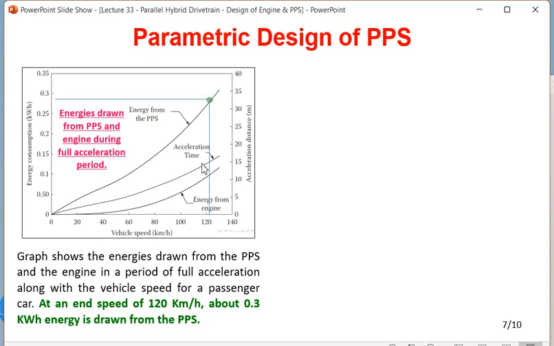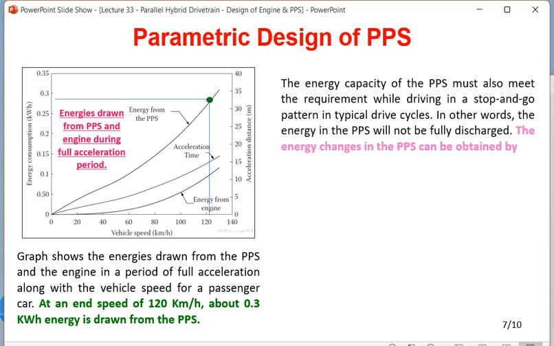In this case, there are some more conclusions that can be drawn from this graph. The energy capacity of the PPS must also meet the requirement while driving in a stop and go pattern. That means whenever the vehicle is driving through the city, there will be many times the vehicle has to stop because of heavy traffic in the city. At the time of stopping the vehicle, whatever braking power or electrical braking power is required by the vehicle is also fetched from the PPS.